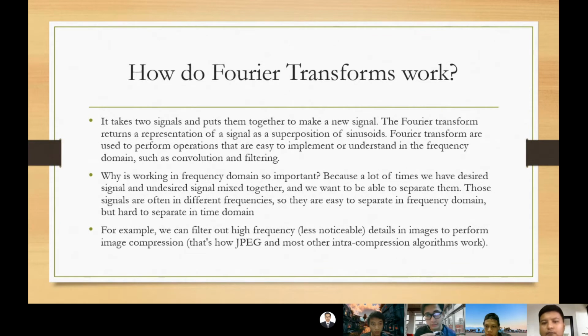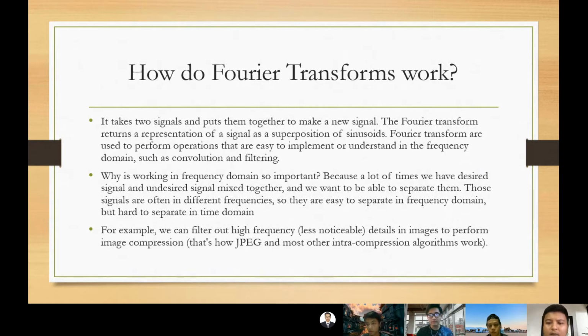How does Fourier transform work? It takes two signals and puts them together to make a new signal. The Fourier transform returns a representation of a signal as a superposition of sinusoids. Fourier transforms are used to perform operations that are easy to implement or understand in the frequency domain, such as convolution and filtering. Why is working in the frequency domain so important?